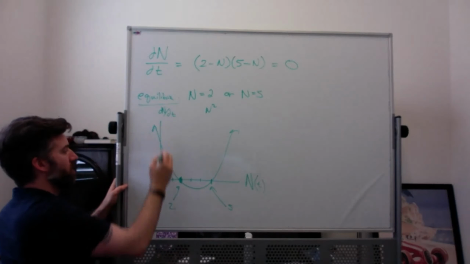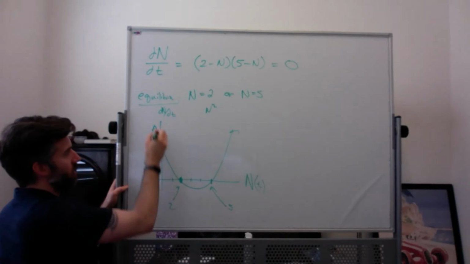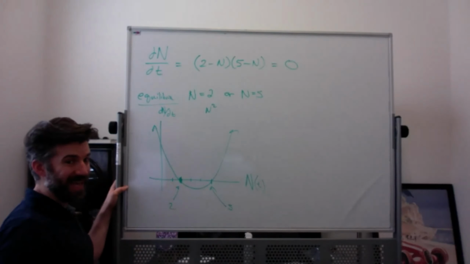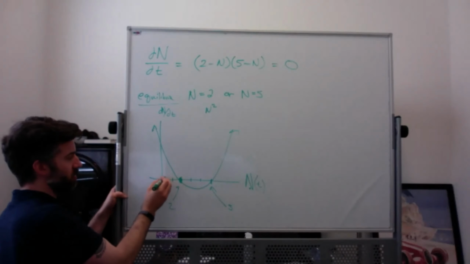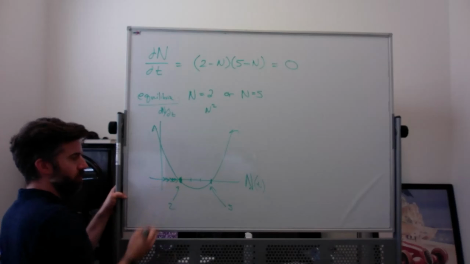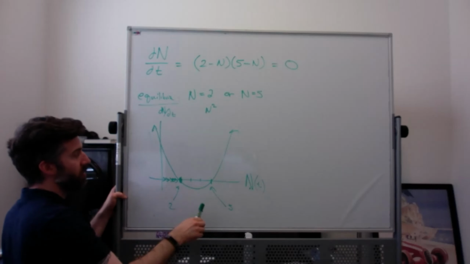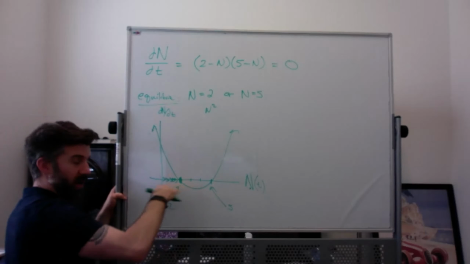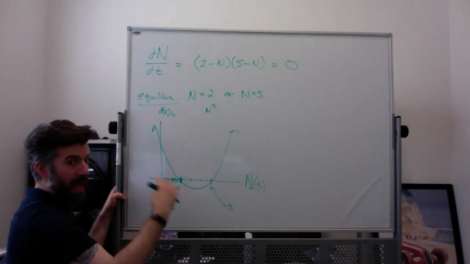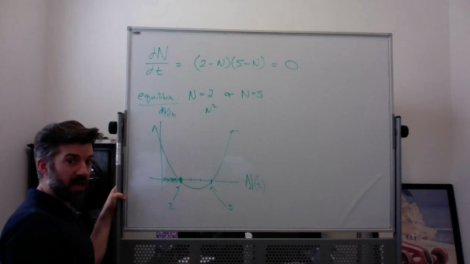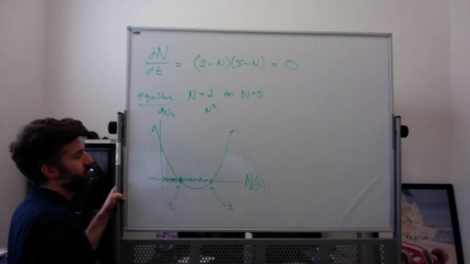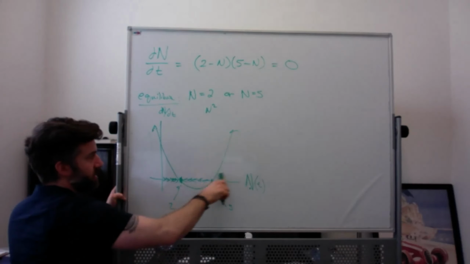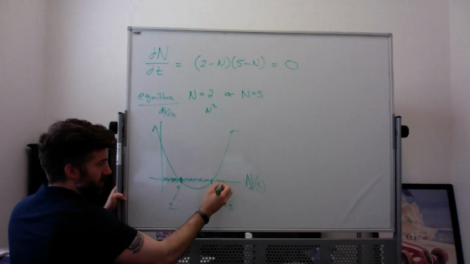So over here, between 0 and 2, the dn dt values are positive. If dn dt is positive, that means n is getting bigger. So between 0 and 2, n is getting bigger. Between 2 and 5, dn dt is negative, the y values are negative, which means n is getting smaller. If your derivative is negative, your variable is getting smaller. So we're going that way. And then over here, again, dn dt is positive, so n is increasing.